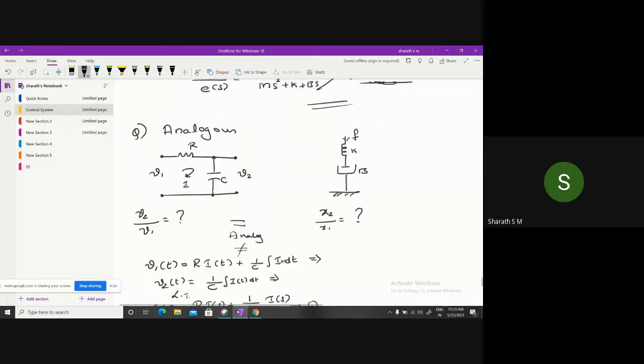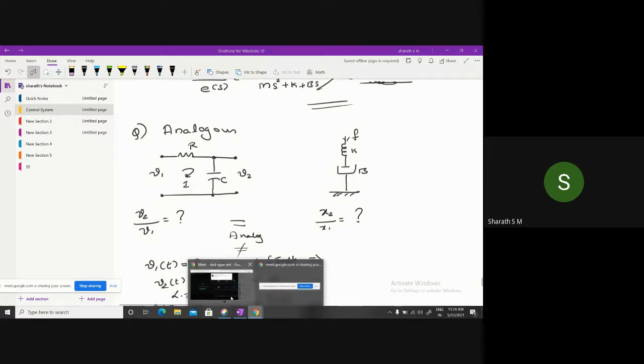The same way we need to find out the second transfer function. So here, how many displacements are there?